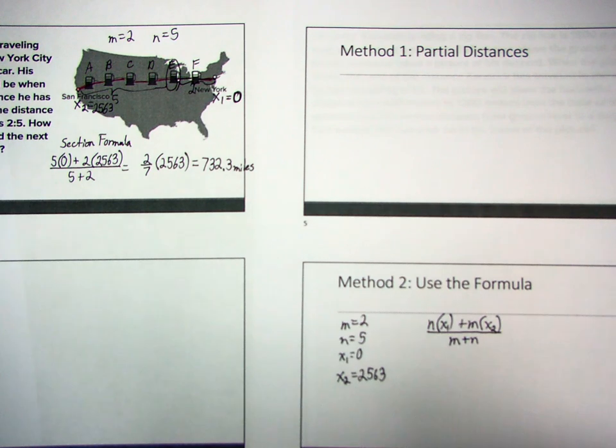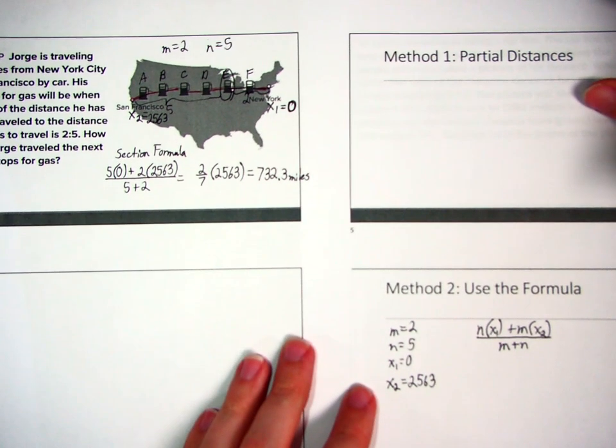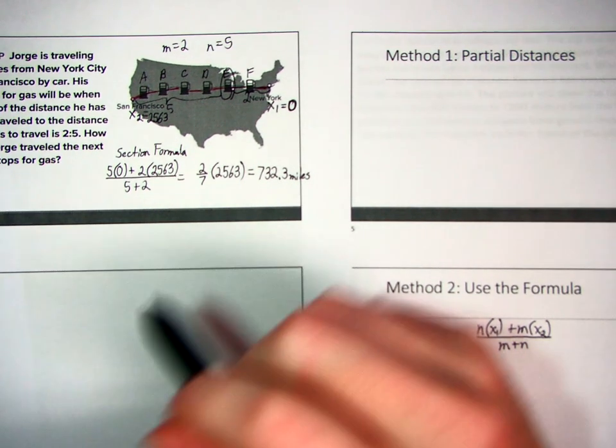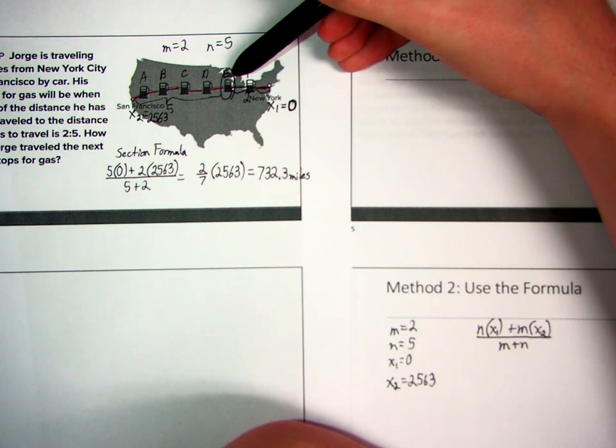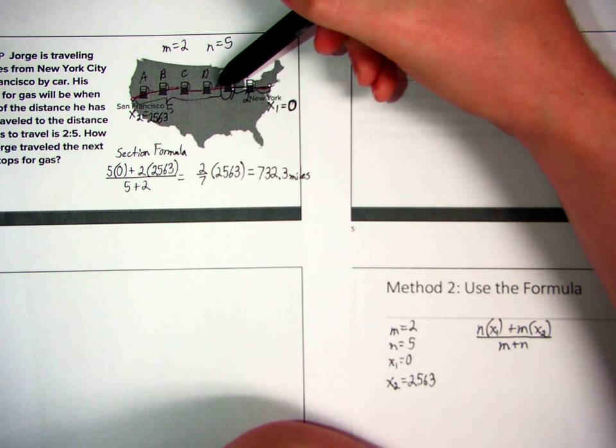This other method that I want to show is a little bit more intuitive. It's called partial distances, or at least I call it partial distances. The way to think about it is, instead of trying to memorize the formula, we're going to worry about the distance we want to travel, and the fraction we want to travel of that. So, we identified we wanted to stop here at E. We saw we had 2 parts that we traveled and 5 parts remaining.